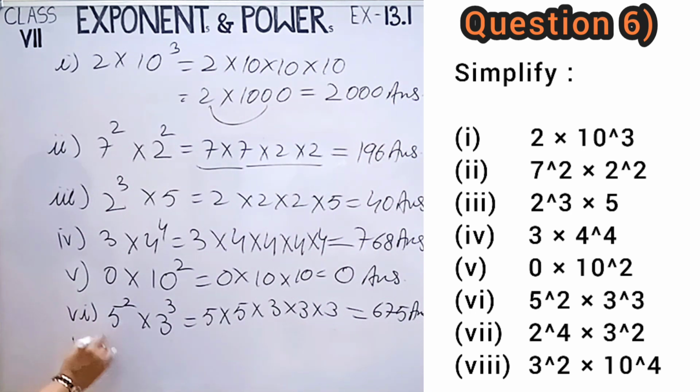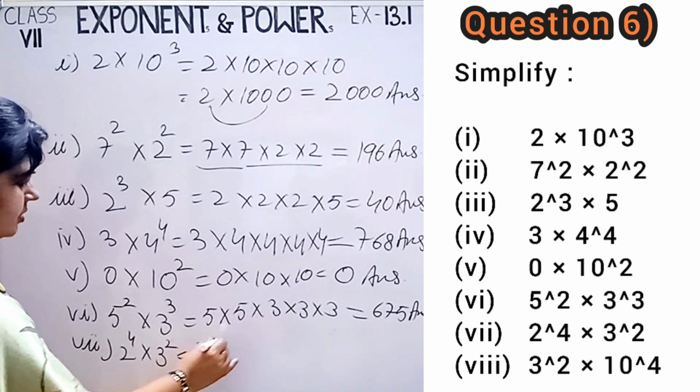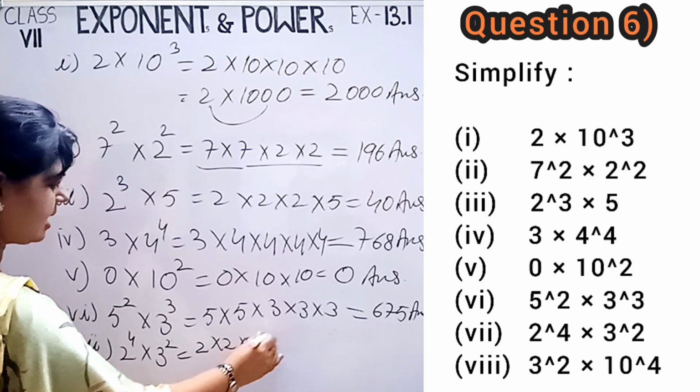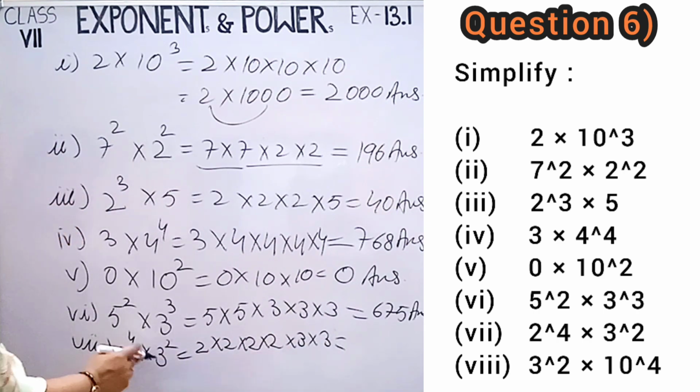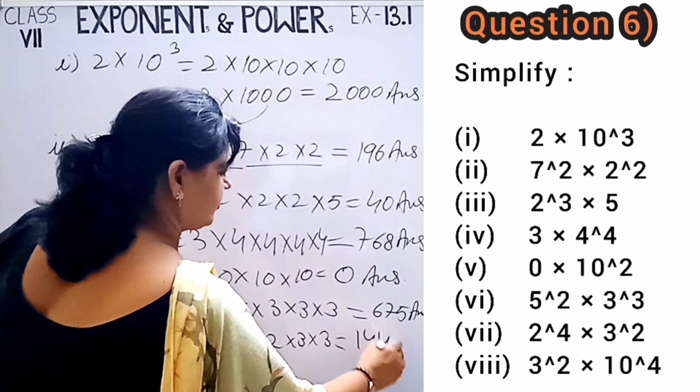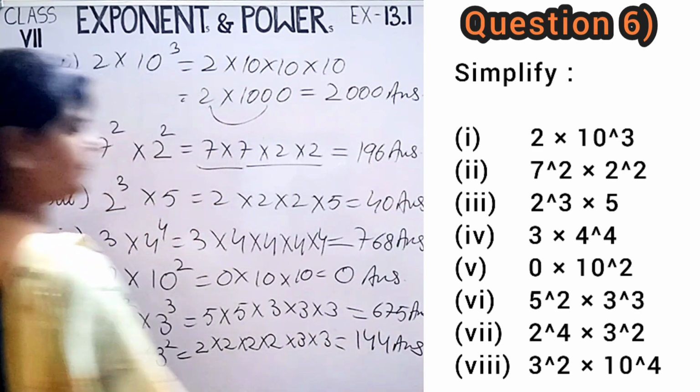Seventh part, 2 raised to the power of 4 and 3 raised to the power of 2. So 2 four times and 3 two times. After multiplying, we get 141. Answer.